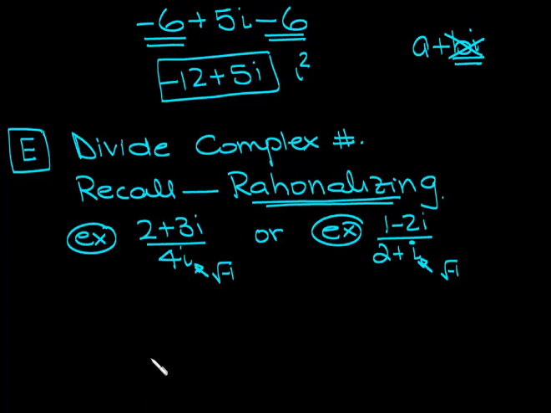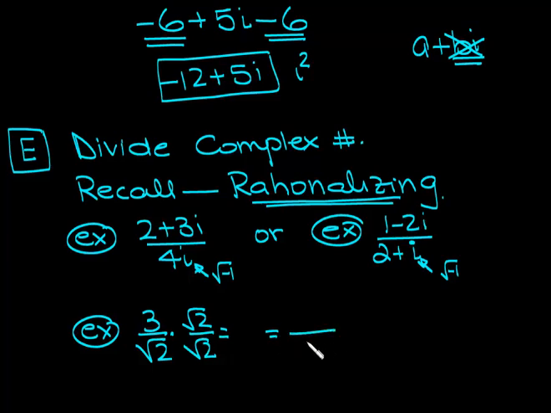If you recall, if I had 3 over square root of 2, when we just had one term with a radical in it, then we multiplied by square root of 2 over square root of 2. The reason for that is because we eventually wanted to get a 2 out of this. We wanted to get rid of that radical. So we did that because if you multiply square root of 2 times square root of 2, we get square root of 2 squared, because you multiply the inside.